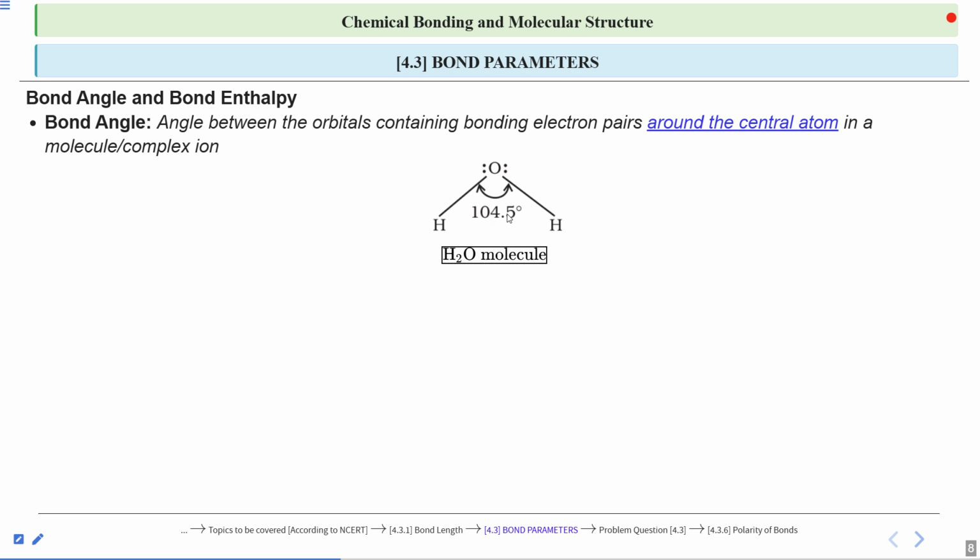Now the important point here is that you should always remember that you will be calculating the bond angle in case of your central atom. Okay, you will not consider it for the surrounding atoms.